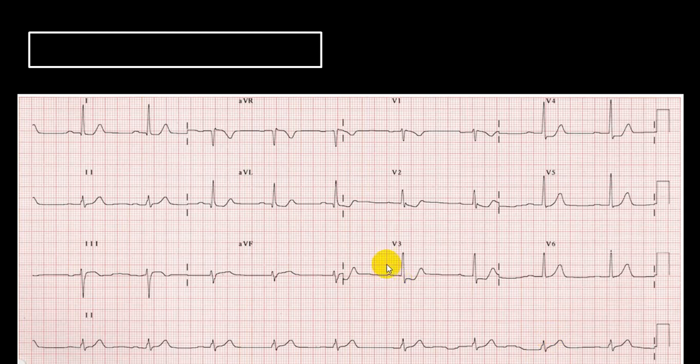This is again, you can see ST depression in V2, V3, classical. There is no ST elevation in lead 2, lead 3 and aVF. Suspect true posterior wall MI.